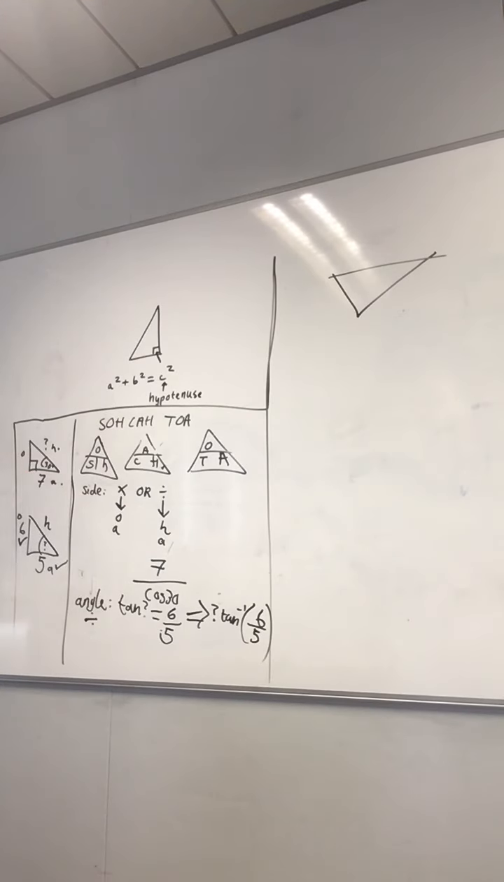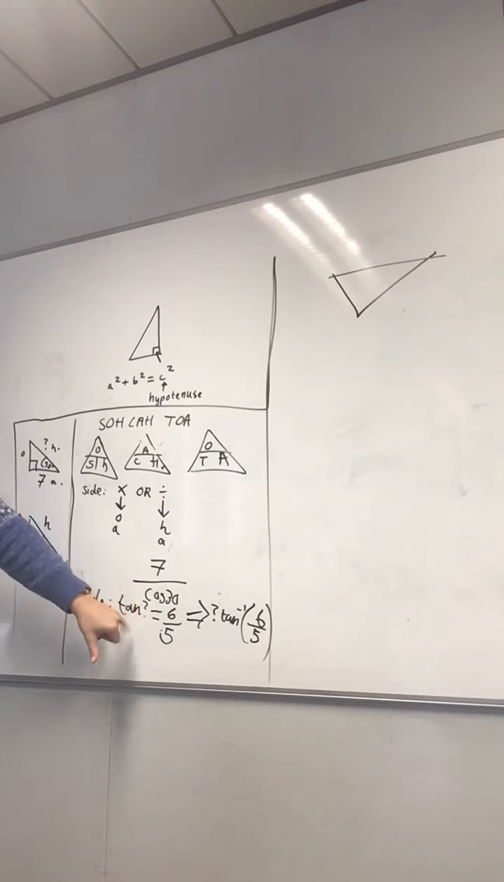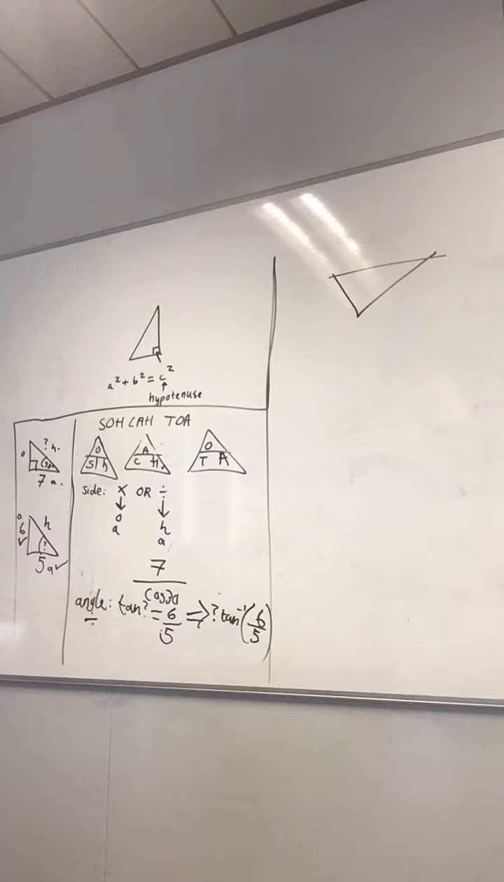So summarising, you need to make sure that if you want to find a side, you're doing timesing or dividing. If you want to find an angle, it's always dividing and then the inverse. These formulas are not given to you in the exam.